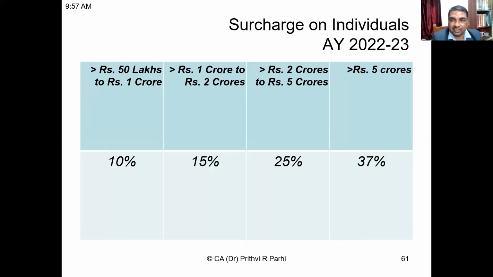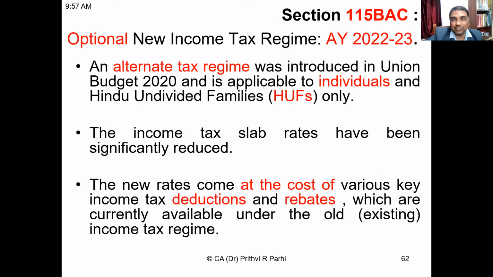Surcharge is computed on the tax. It may be 10% or 15% or 25% or 37%. It depends on the total income. If the total income exceeds 50 lakh rupees, then surcharge will be 10%, provided it doesn't exceed 1 crore. If it exceeds 1 crore, the surcharge rate will be 15%, provided it does not exceed 2 crore. If the total income is more than 2 crore, the rate of surcharge is 25%, provided it doesn't exceed 5 crore. And if it exceeds 5 crore, 37%. So this is the rate of surcharge you have to remember.